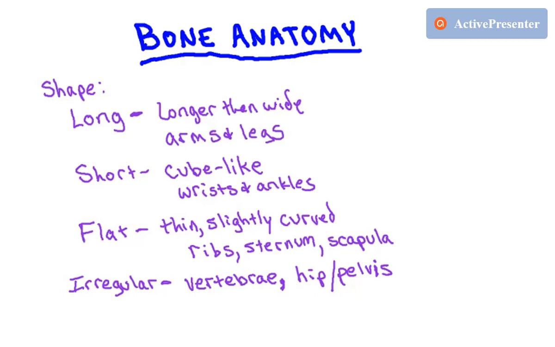And then also there are sesamoid bones. That always makes me think of sesame seeds on a hamburger bun. But sesamoid bones are irregular bones inside a tendon.